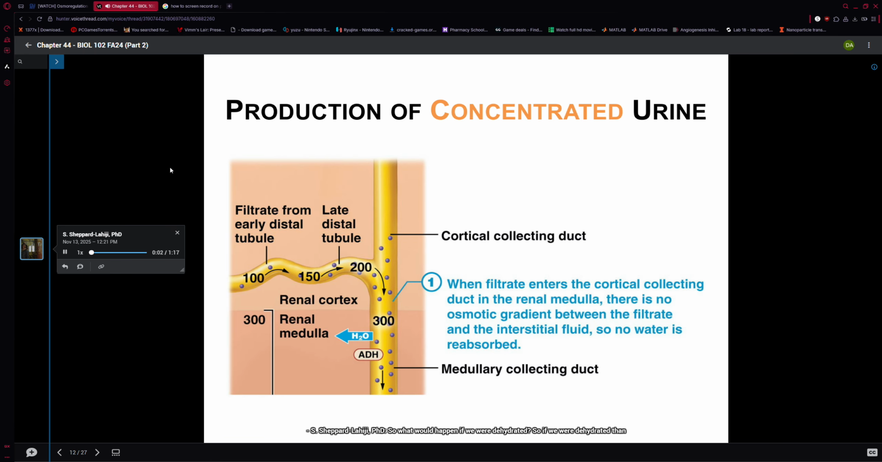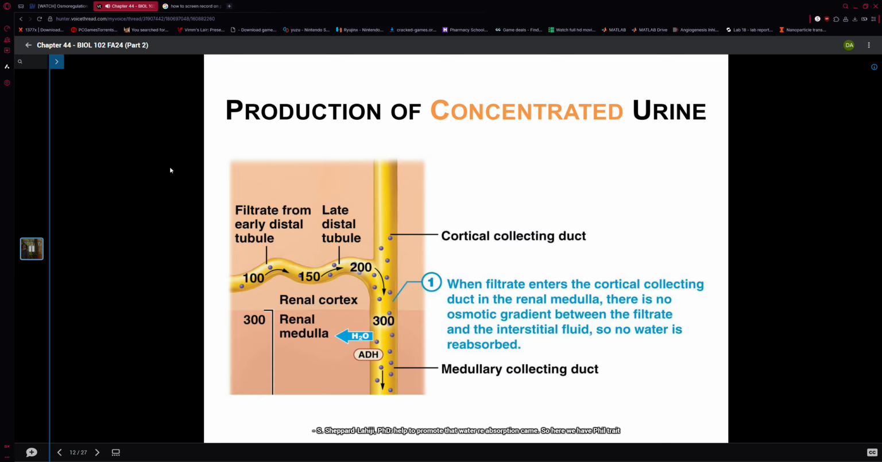So what would happen if we were dehydrated? If we were dehydrated, then urine would end up being more concentrated, and we'll go through that process here. Dehydration can be associated with high blood osmolarity, and so the goal would be to stimulate the release of ADH. ADH can help to promote that water reabsorption.